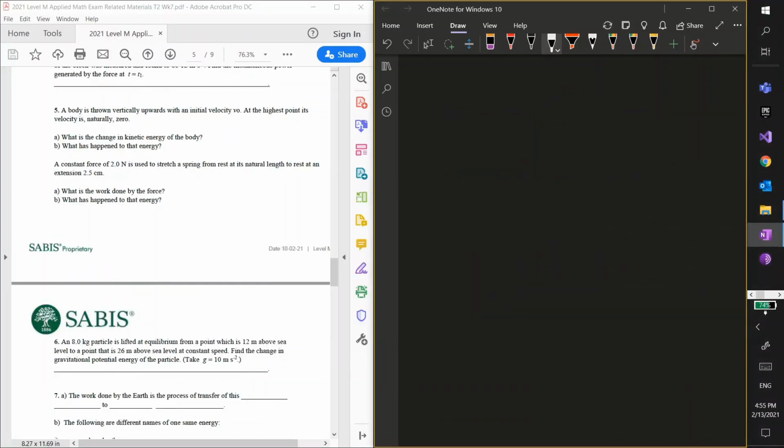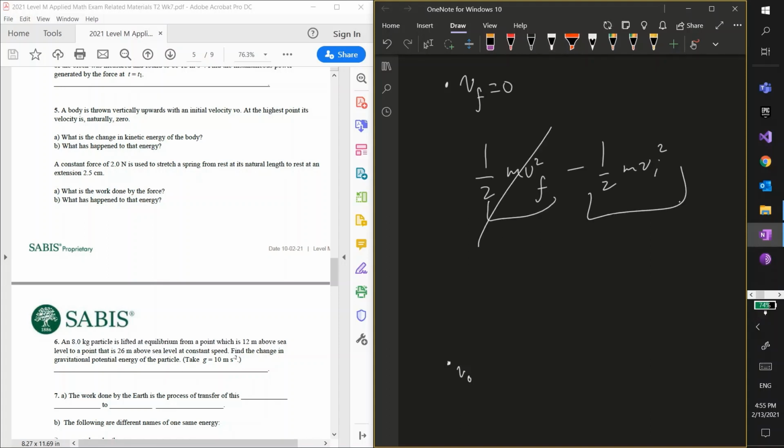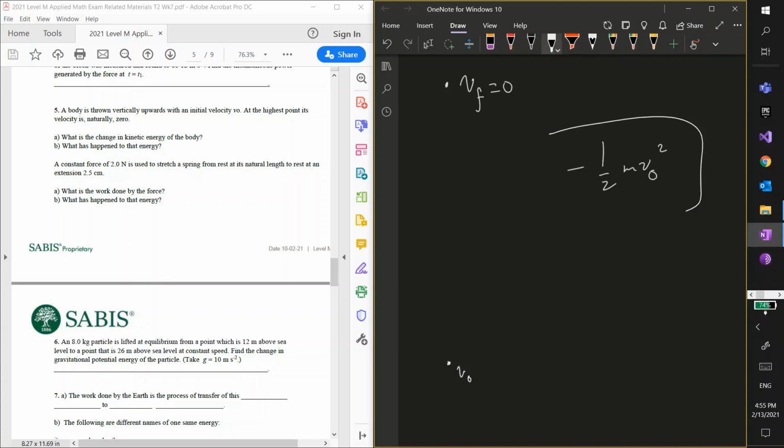So question 5, a body is thrown vertically upwards with an initial velocity of v0. At the highest point, the velocity is 0. So if you have a point here, it has a velocity of 0, and then you threw it upwards, it came here, and your final velocity is 0, right? Because it stops in mid-air for a split second, and then it falls down. What is the change in kinetic energy of the body? Change in kinetic energy, meaning final kinetic energy minus initial kinetic energy. Your final velocity is 0, and your initial velocity is v0. So your change in kinetic energy is going to be 0 minus this. In other words, it's this.